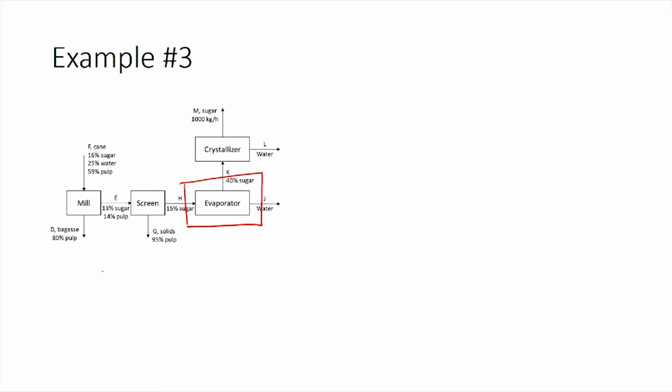So, as we did there, we will start with the total balance for the evaporator system as H equals K plus J, and we know the value of K to be 2500. So, this is H equals 2500 plus J. So, now we can write a component balance. So, here we can again write a sugar balance.